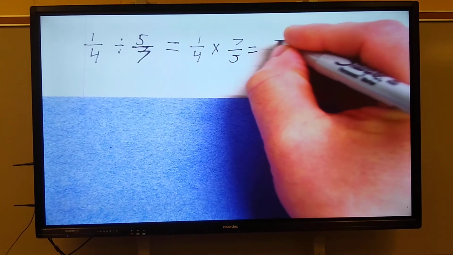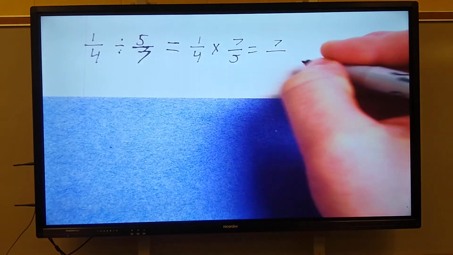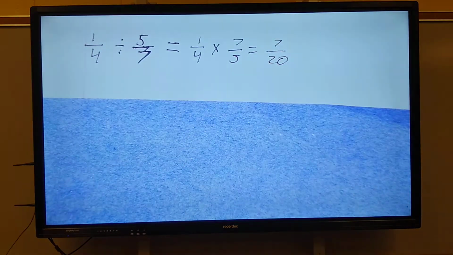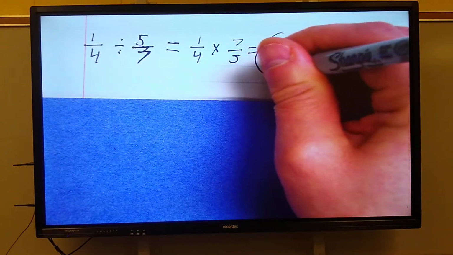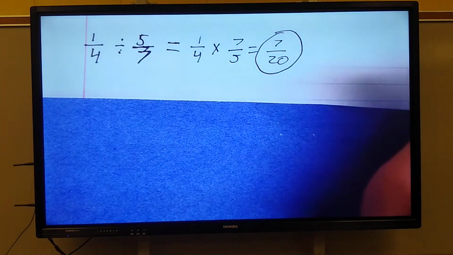1 times 7 equals 7. 4 times 5 equals 20. Is that an improper fraction? No. Is that in simplest form? Yes. 7/20 is my answer.